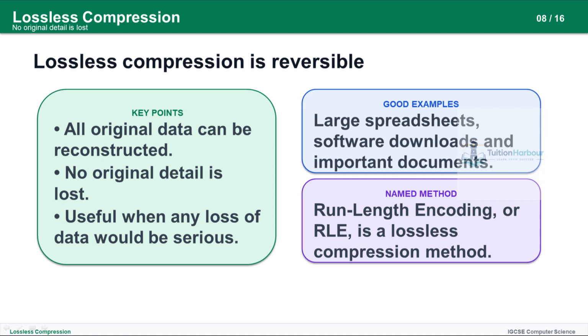Lossless compression is reversible. All original data can be reconstructed and no original detail is lost. This is important for files where accuracy matters, such as spreadsheets, software downloads, and important documents. RLE is one example of lossless compression.